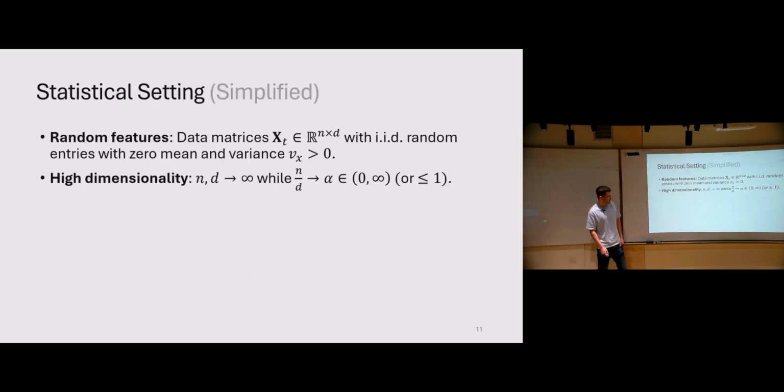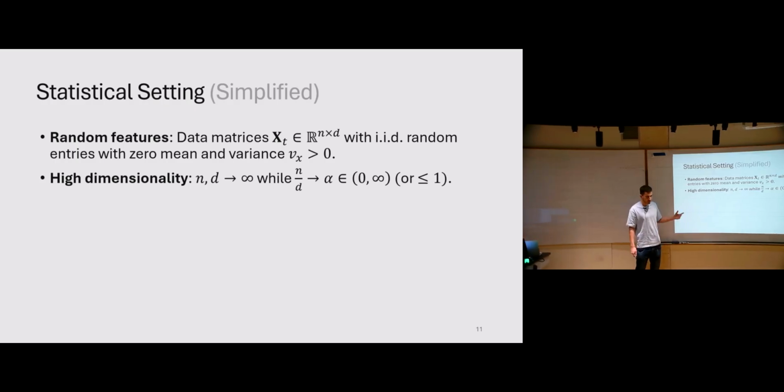So let's talk about the statistical setting. It will be a bit simplified. However, I want you to imagine this very big matrix with dimensions n and d. N is the number of samples, and d is the dimension. N and d are both going to infinity while they remain comparable, so n over d goes to some alpha.